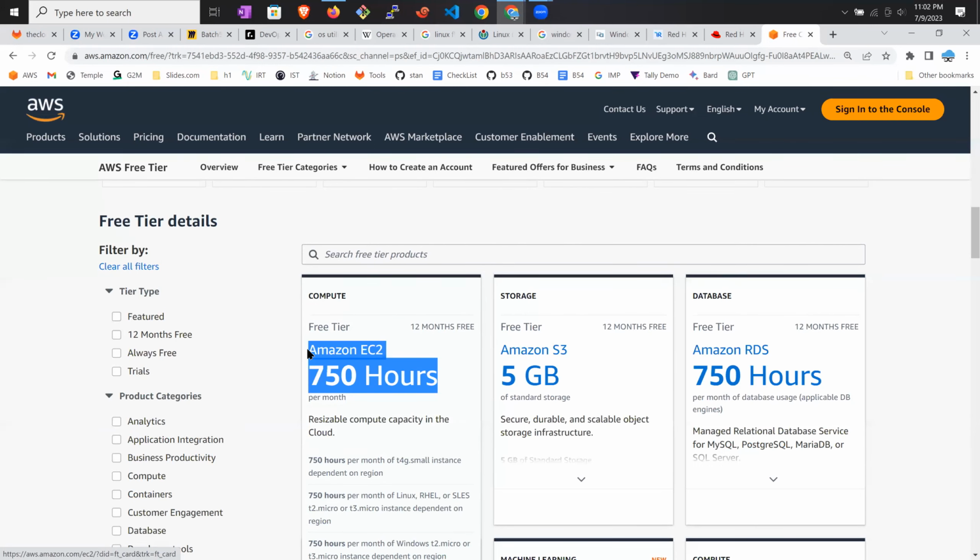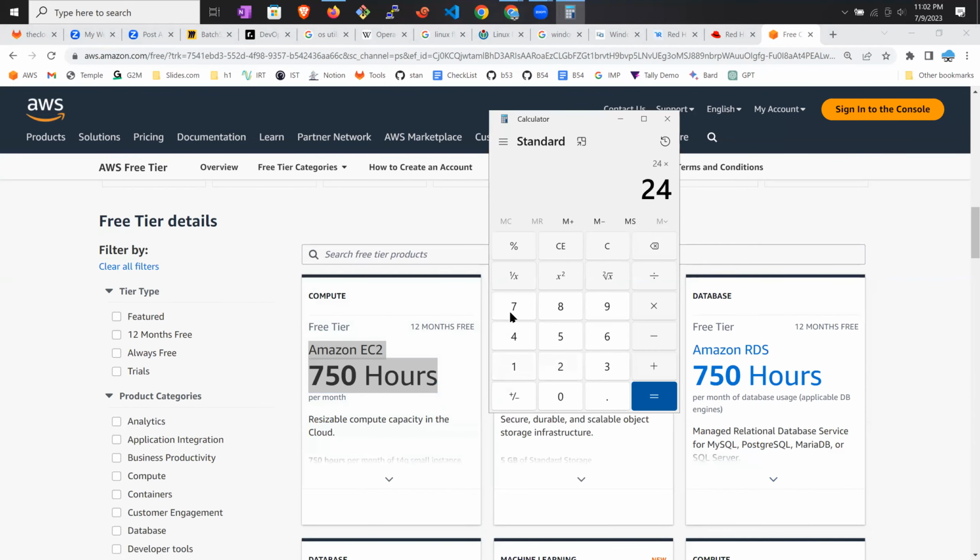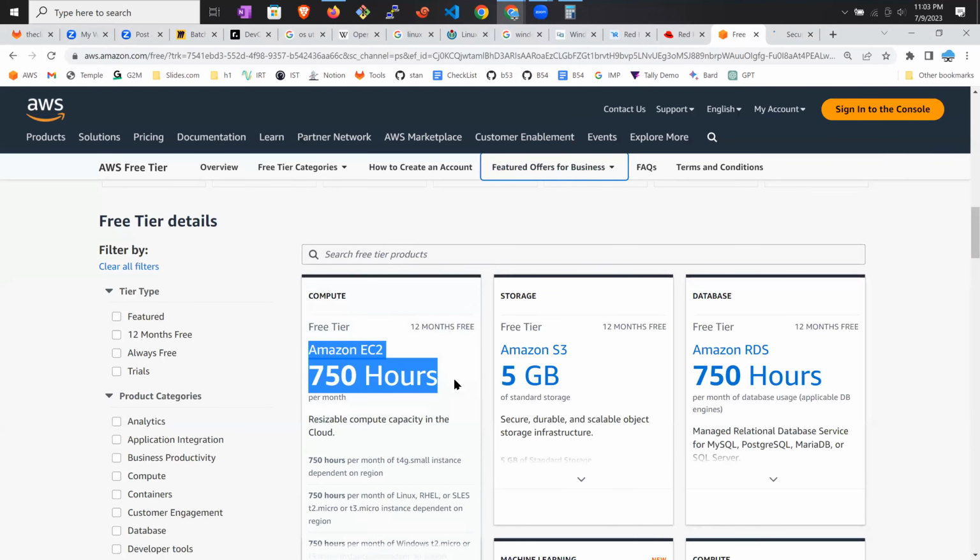If you're using a server, you can run a server for 750 hours continuously per month without paying anyone. For example, per day 24 hours, 24 into 30, so per month 720 hours. Amazon is offering you 750 hours, which means even if you use one server around the month, it's obviously free.